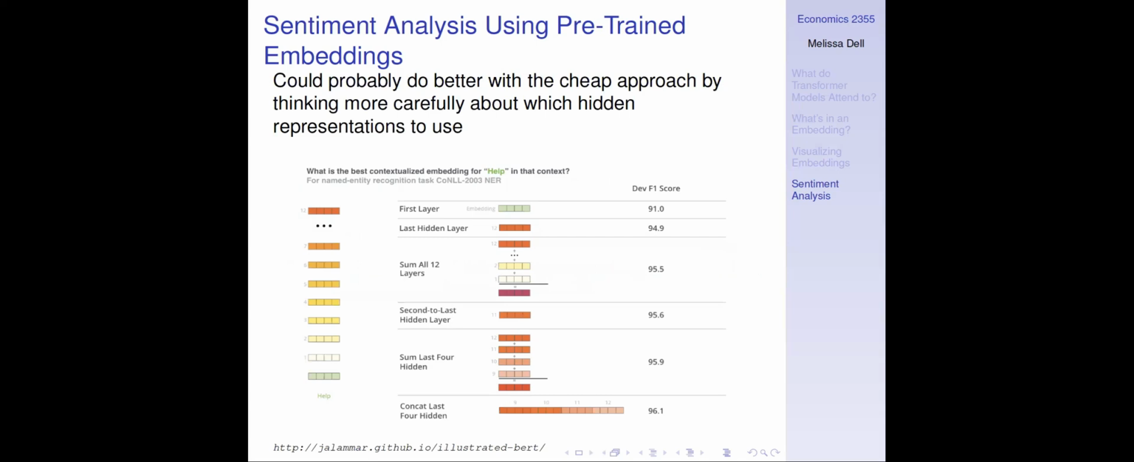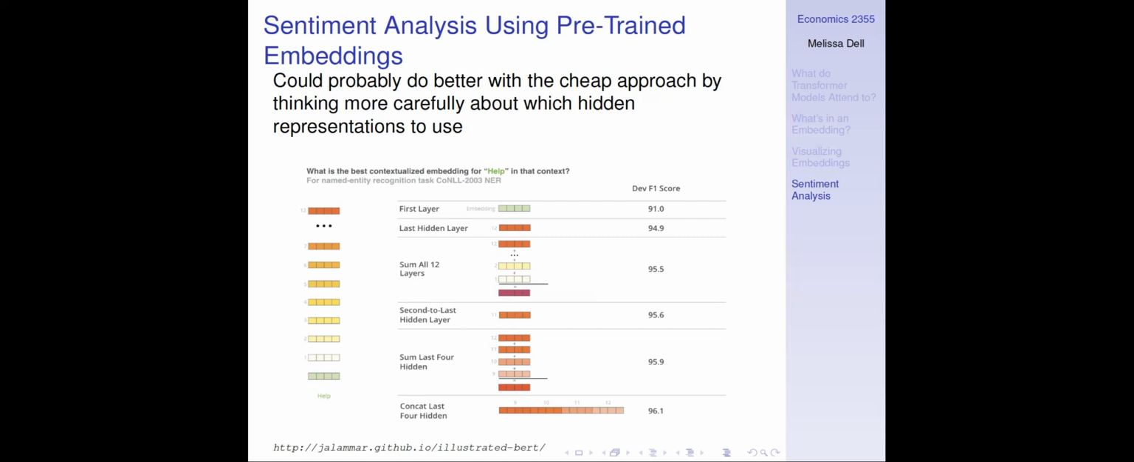Remember, we saw this figure last class. This is from the original BERT paper. There are hidden representations from all the different layers. This is using the embeddings from pre-trained BERT, not fine-tuning it, but using it downstream, I think for named entity recognition. If you use the first layer embeddings, it's 91% accuracy. The last hidden layer is 94.9. But if you sum all 12 layers, you do a bit better. The second last hidden layer is a little bit better. You sum the last 4, that does pretty well. You concatenate the last 4, and that's best.